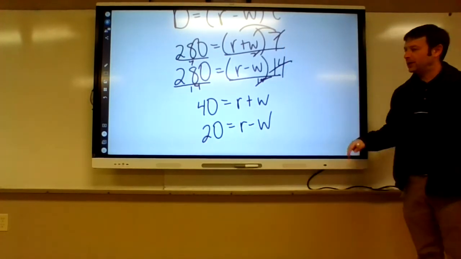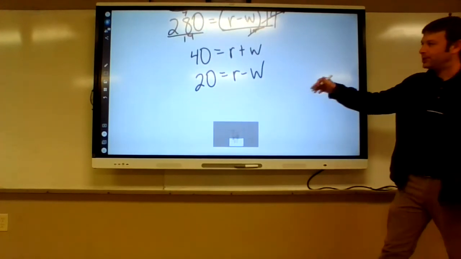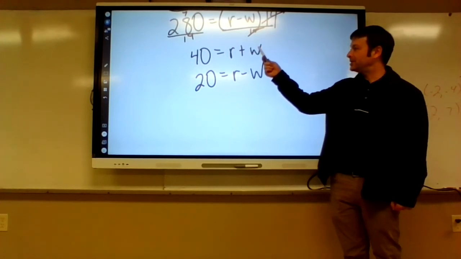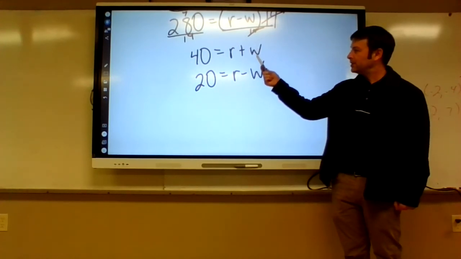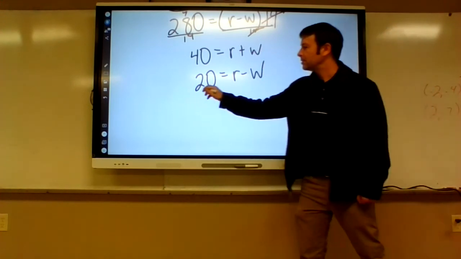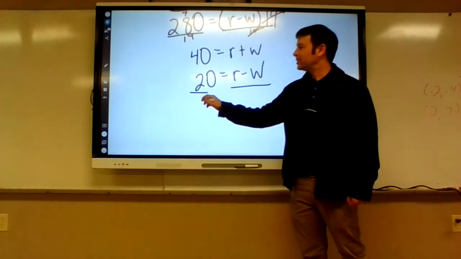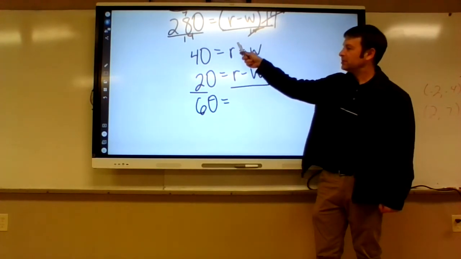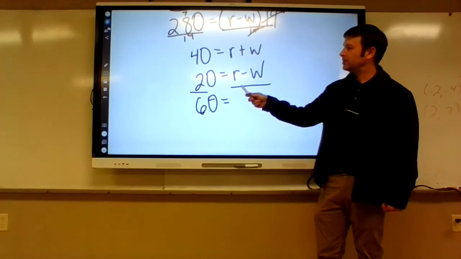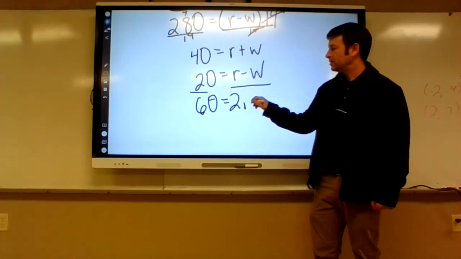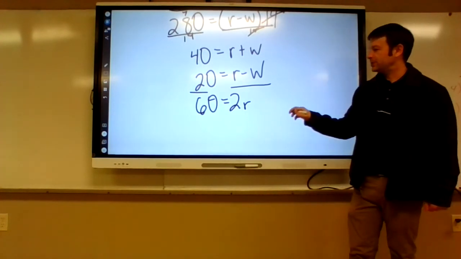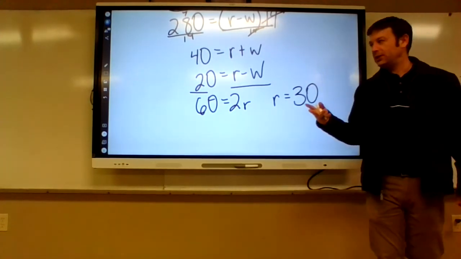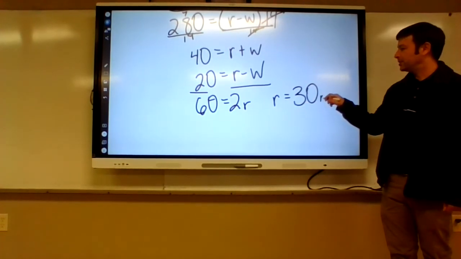Okay, and now we've got two relatively simple equations. What should I do? Add the lines together, because what's going to happen to the W's? Bye-bye. Just add the lines together. So I get 40 plus 20, 60 equals 2R. So R equals 30. So basically the boat normally goes 30 miles per hour.